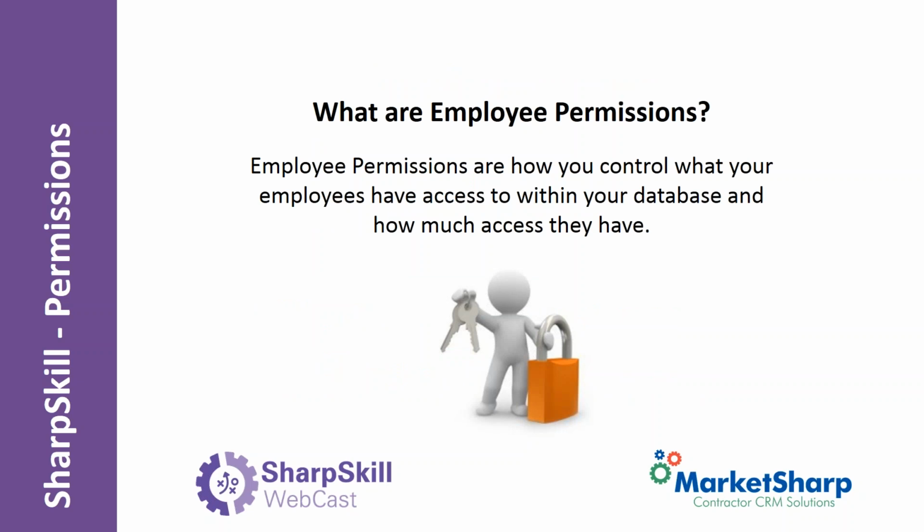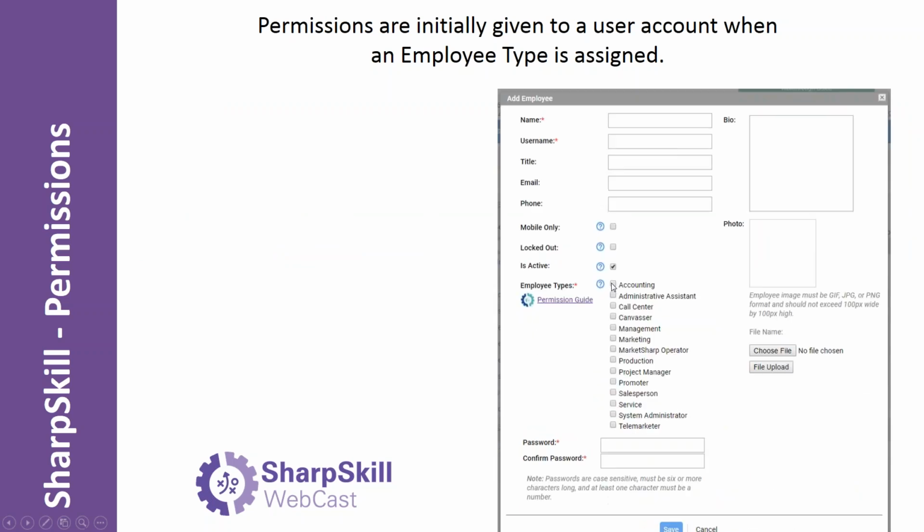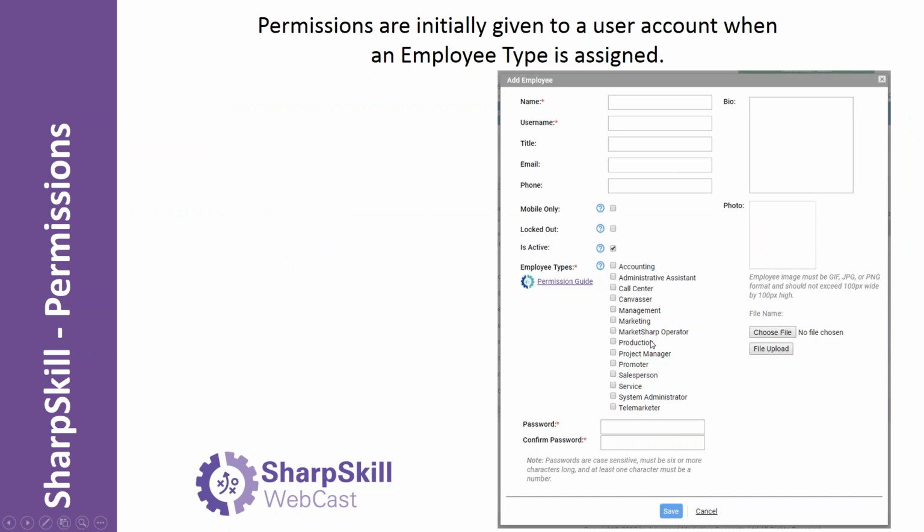Today, the first thing we're going to go over is what are employee permissions? Well, simply said, employee permissions are how you control what access an employee has to your database and how much access they have. So it's how you as a system administrator protect your data and your company as a whole. Now, permissions are initially given to a user account when an employee type is assigned. Where you will see that in employee maintenance is over here in the types column for employees that are already created. And when creating a new employee, you'll see it in these check marks here.